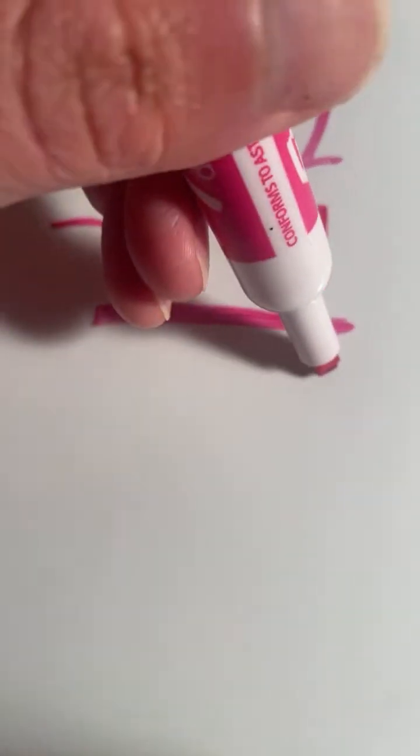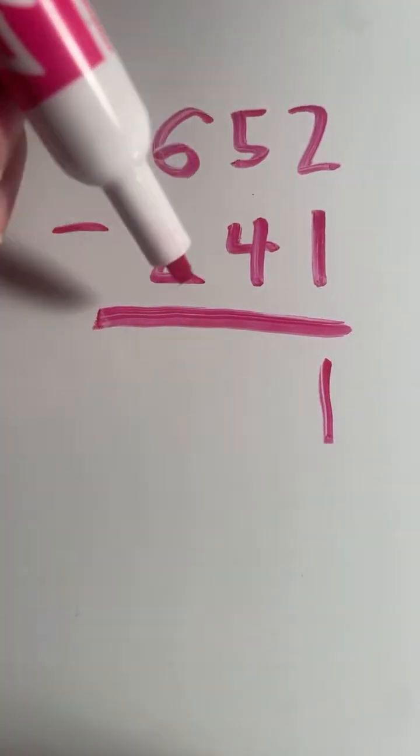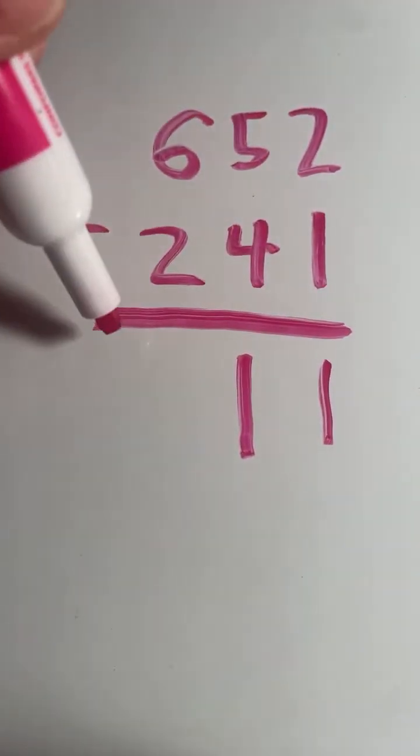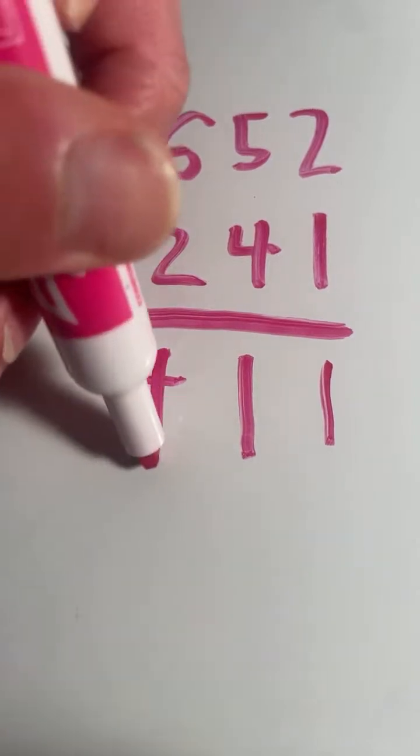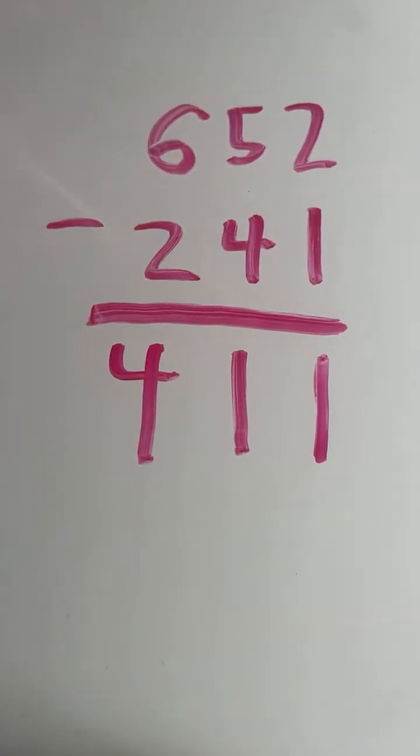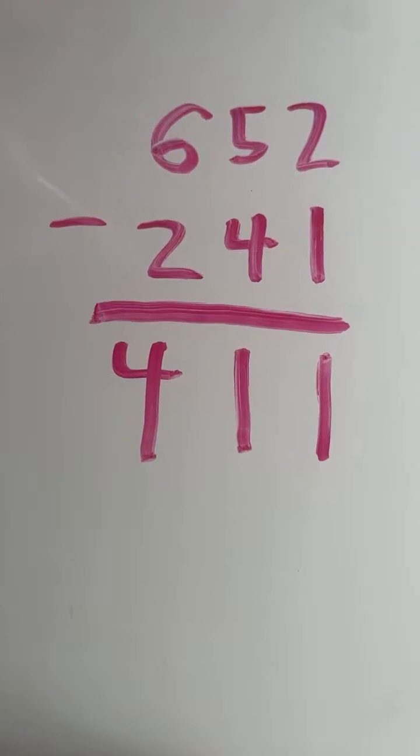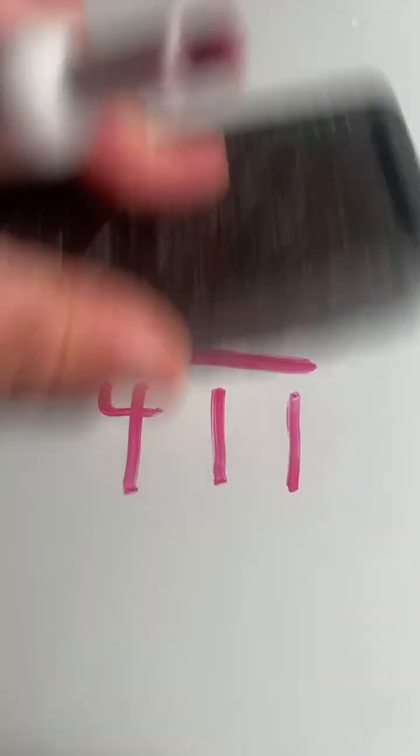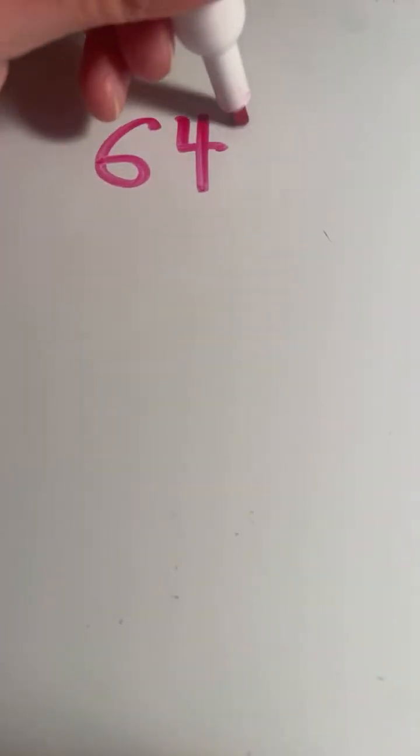2 minus 1 equals 1. 5 minus 4 also equals 1. 6 minus 2 equals 4. And we have our final answer. 652 minus 241 equals 411. All right, now we are going to move on to a problem that has some regrouping. For this next problem, it will require regrouping.